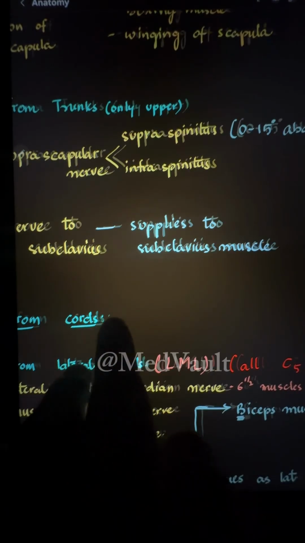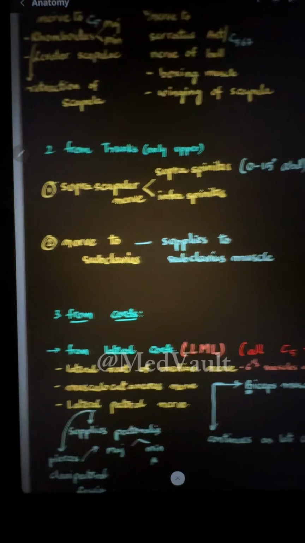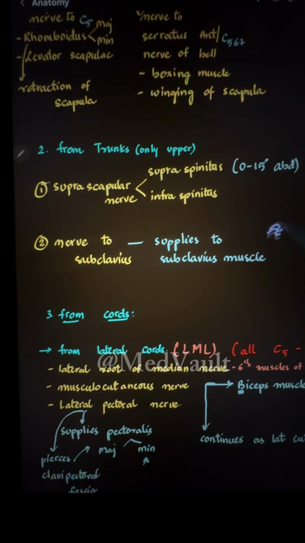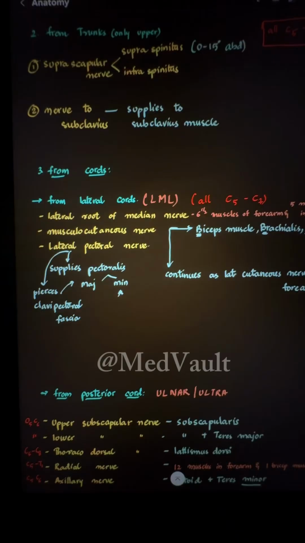The other nerve is the nerve to subclavius, which supplies the subclavius muscle. These are the branches arising from the upper trunk. There are no branches arising from the middle as well as from the lower trunk. Now coming to the cords, we have three cords as we have discussed already: lateral cord, posterior cord, and medial cord. So we have mnemonics for all of it.